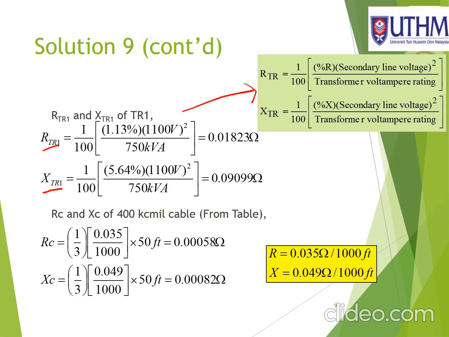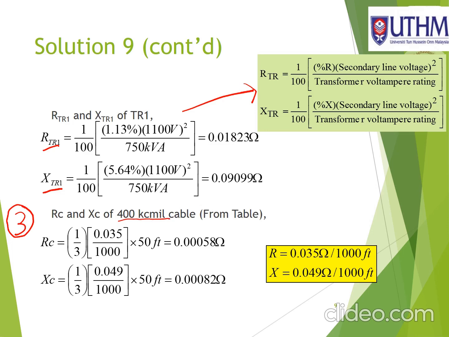Next, step number 3, we have to calculate the X and R for the 400 kcmil cable. This one uses the same method as in part 1.